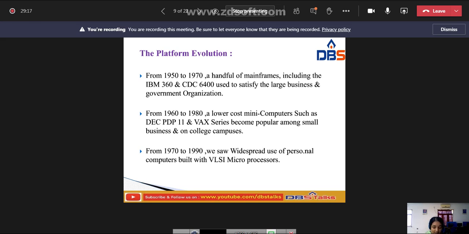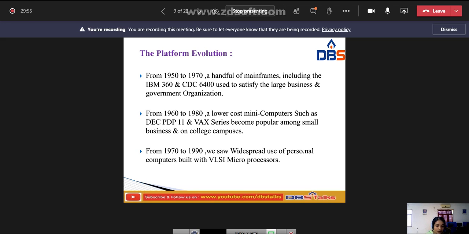IBM 360 is a family of mainframe computer systems. It covers the complete range of applications from small to large, both commercial and scientific. IBM full form is International Business Machines. CDC 6400 is Control Data Corporation. So this is the one from 1950 to 1970, used to meet the demands of large business and government organizations.